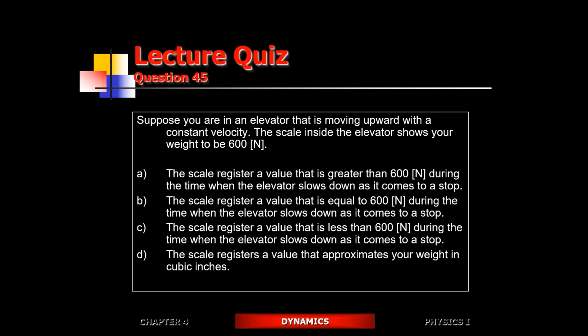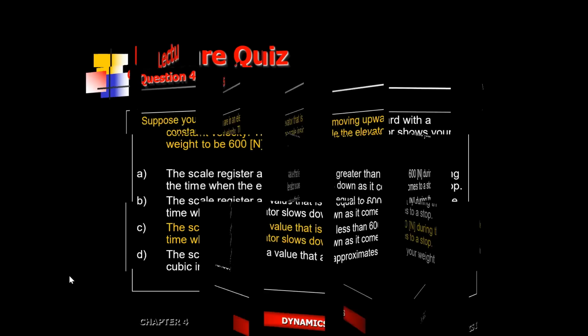All right, remember, elevator is going up and slowing down, which means that the acceleration is in the opposite direction of the motion of the elevator, which means that the acceleration is going to be in the downward direction. When the acceleration points down, you will feel lighter. So C is the best answer. Those of you guys who got C, give yourselves 5 points.